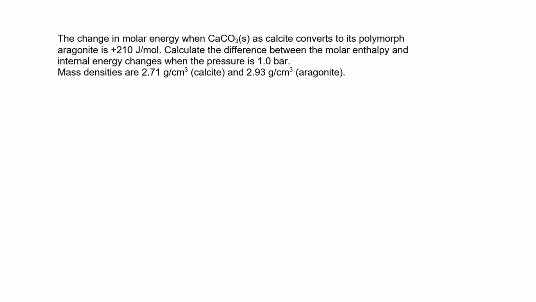In this example, we're going to calculate the difference between the molar enthalpy of two polymorphs of calcium carbonate versus the internal energy of that same compound. The question tells us that the change in molar energy as calcite converts to its polymorph aragonite is positive 210 joules per mole. So right off the bat, we can say that the change in internal energy is 210 joules per mole.